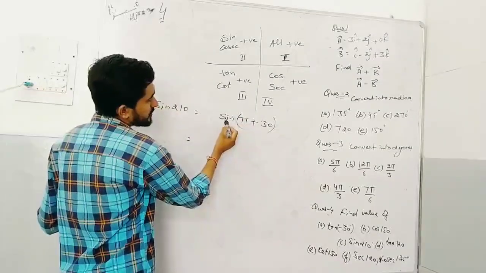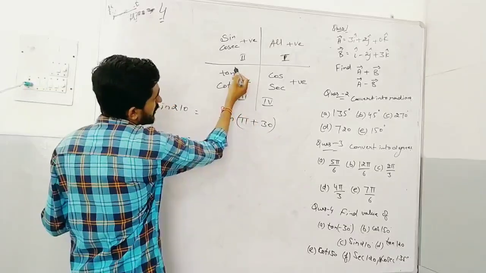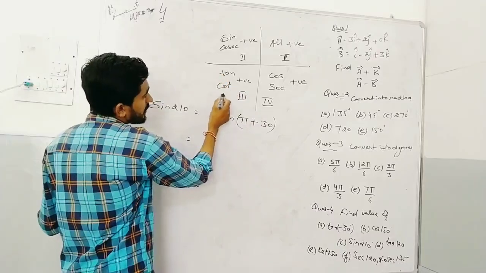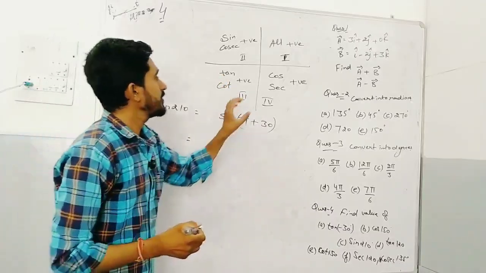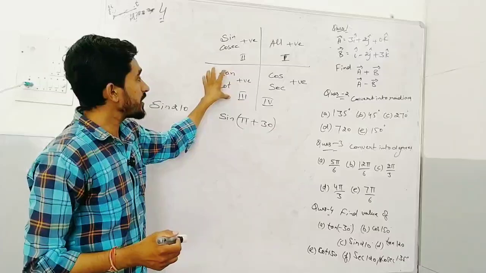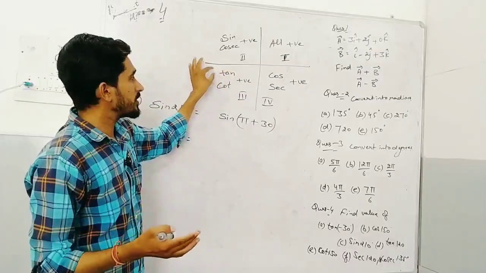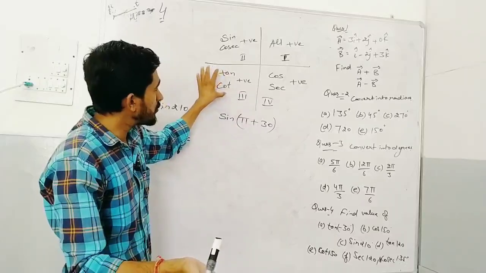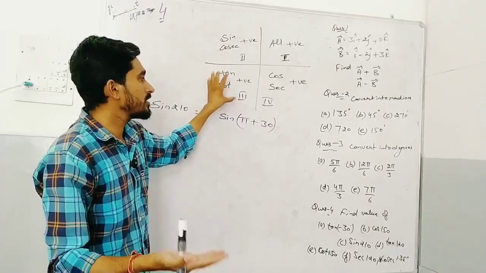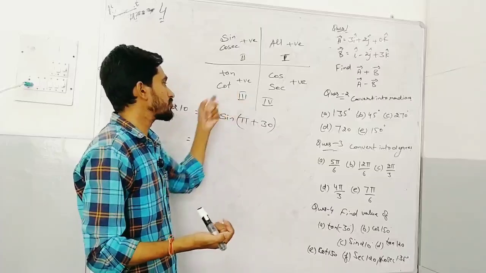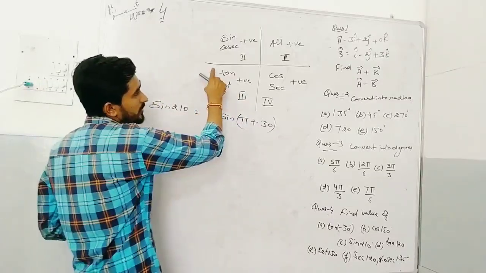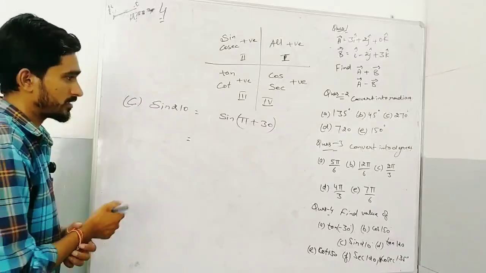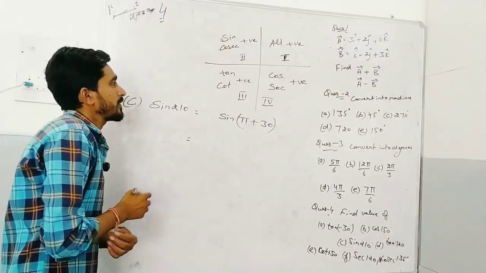Now look at this. Sin of pi plus 30. In this third quadrant, tan and its reciprocal are positive. The remaining four trigonometric ratios are negative. So sine is also negative in this quadrant. Let me explain it in another language.